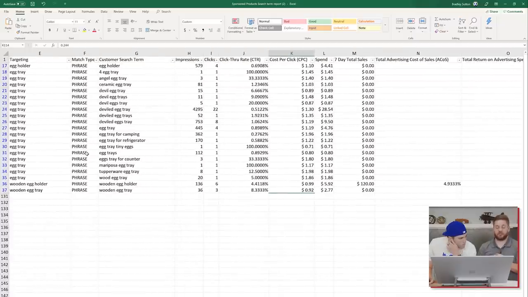But when we actually look at this downloadable report, we see that the impression numbers are much higher. We also see that we are getting impressions on keywords that we didn't even index for or put into our test campaign. So like the deviled egg trays, we know there's a lot of information there. Tupperware egg trays. But we do see that we're getting some results for wood egg tray, wooden egg holder, wooden egg tray. But it's not very high.